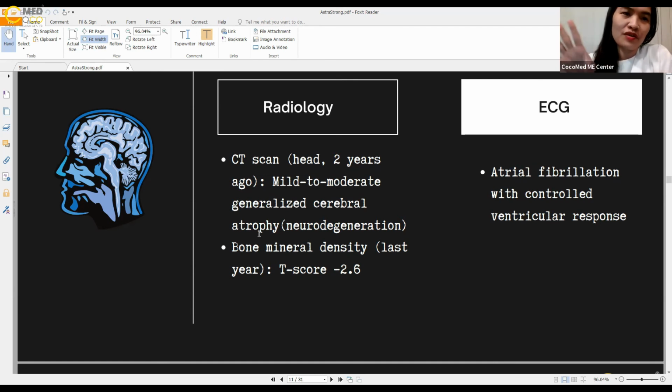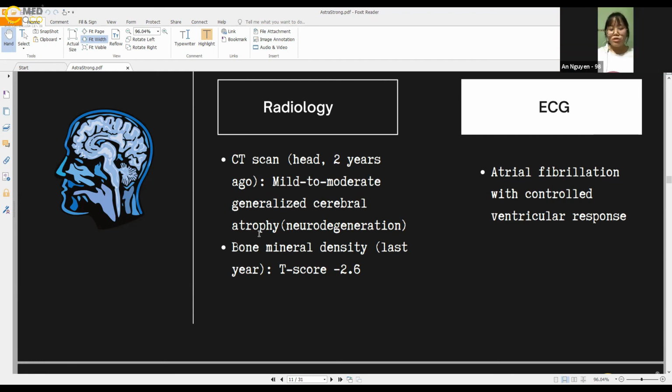That's a change in patients who have Alzheimer's disease, where the brain becomes atrophic. Mild to moderate generalized cerebral atrophy means there is neuron degeneration. At the end of Alzheimer's disease, the brain parenchyma, the brain tissue, becomes atrophic and the ventricles become widened. We have three parts of the ventricle, and they become widened because of the atrophy of the brain tissue. So that's abnormal, but because the patient has Alzheimer's disease, it is expected.